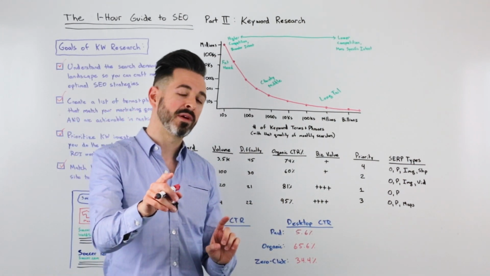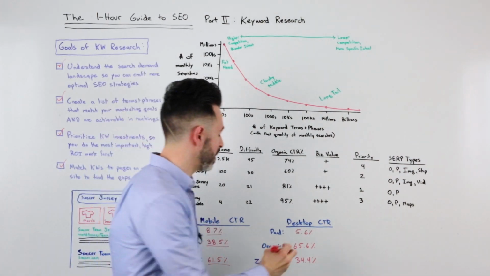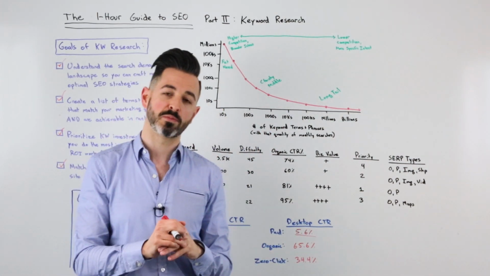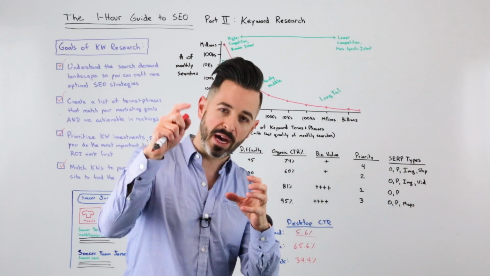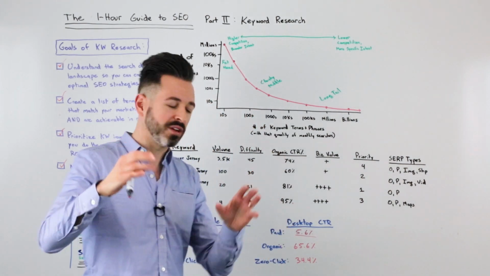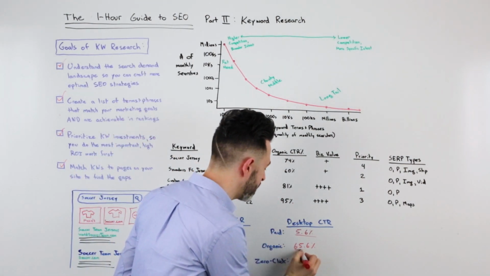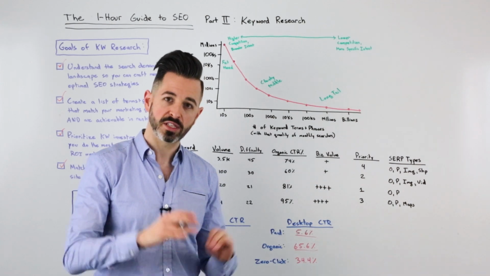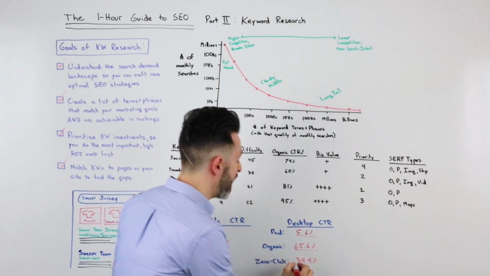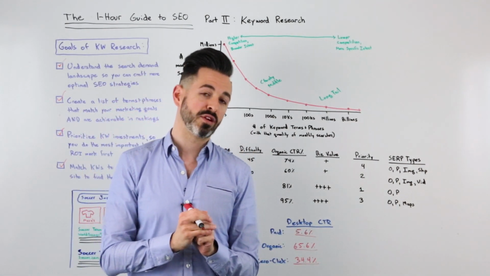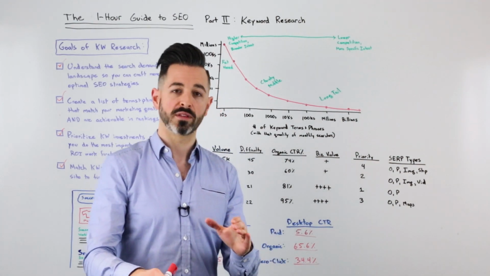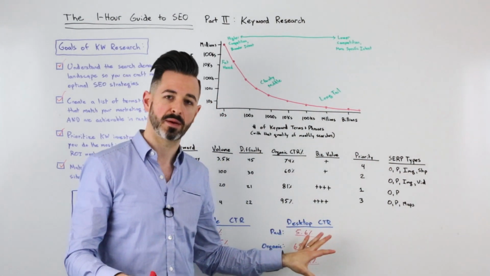On desktop, it's a very different story. It's sort of inverted. So paid, 5.6%. I think people are a little savvier about which result they should be clicking on desktop. Organic, 65%, right? So much, much higher than mobile. And zero-click searches, 34%, so considerably lower. There's a lot more clicks happening on a desktop device.